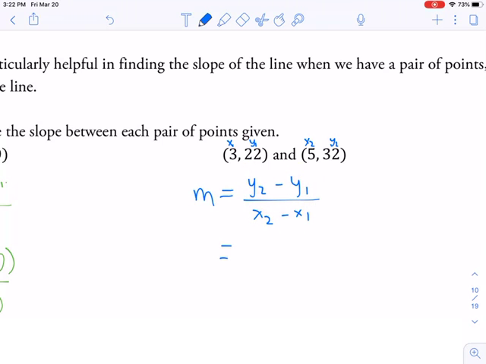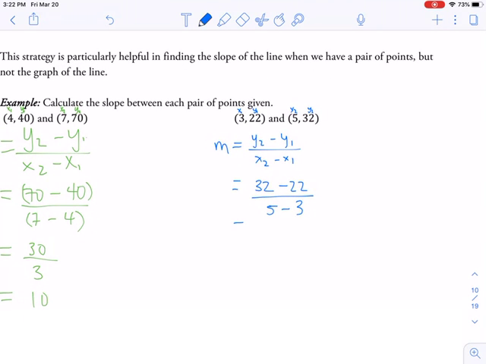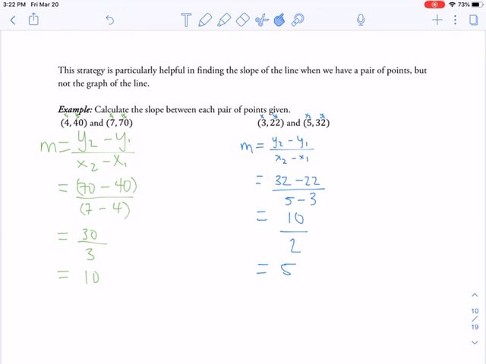All right, so let's see, 32 is y2 and 22 is y1, and 5 is x2 and 3 is x1. So I can just plug those in. Okay, so we get 10 divided by 2, which reduces down to 5. So there we go. That's the slope of each of those lines, whatever they might look like, and even though we can't see them.